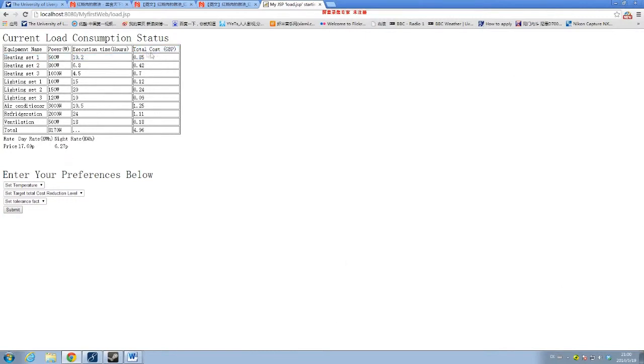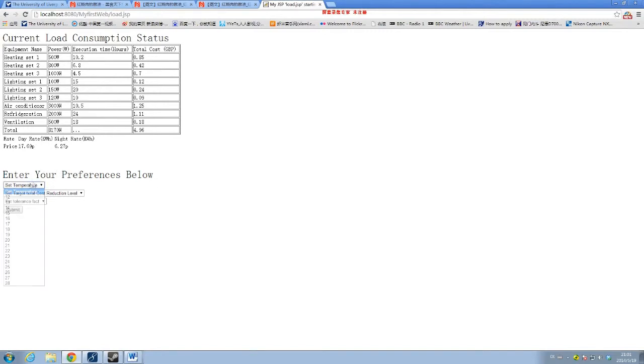the total cost based on the price rate at that day, which here is: the day rate is 17.96 pence per kilowatt hour, and the night rate is 6.27 pence per kilowatt hour. Based on this price rate, we calculate the total cost of your load consumption that day. You can watch your energy consumption very clearly, and you'll know where you're going.